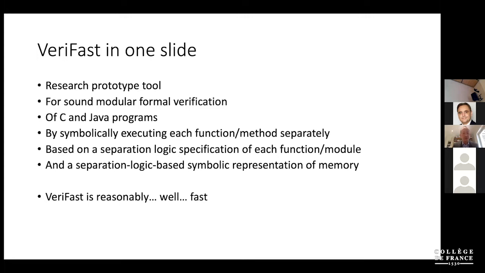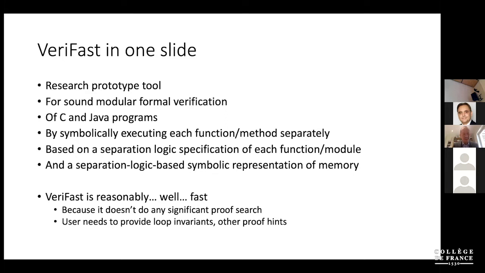And one of the main properties of VeriFast is that it is indeed rather fast. It's typically within seconds that it would give you an answer. And the reason is very simple, because it doesn't do any significant proof search. It typically doesn't explode in any way. So it's really a rather dumb tool. And the advantage of that is that it is fast. To make it fast, the user needs to provide loop invariants and other proof hints. So the tool doesn't need to do very much itself.